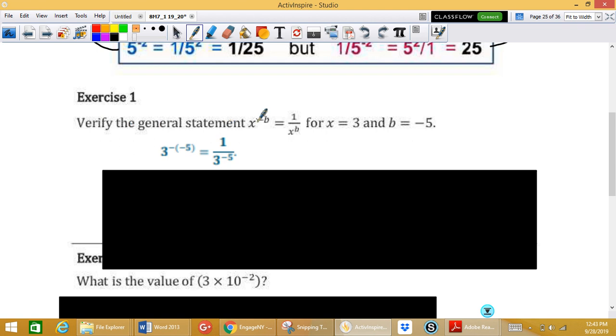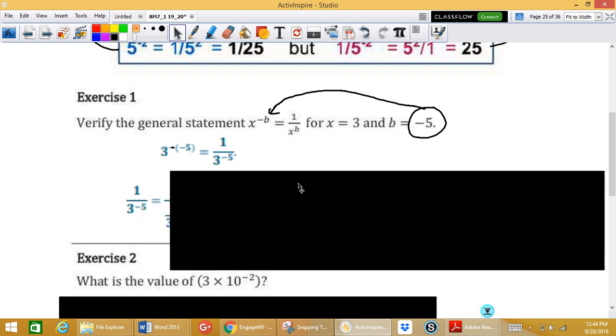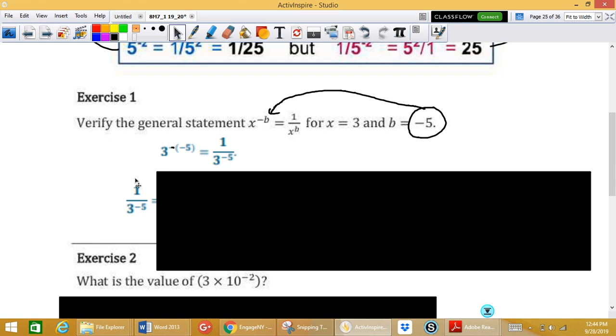Verify the general statement that x to the negative b equals 1 over x to the b, for x equals 3 and b is negative 5. So when we put in here into the b, we're putting in a negative 5. So it's not just x to the negative 5, it's x to the negative (negative 5). So that negative stays, and then you just put in parentheses the number. So then you have 1 over 3 to the negative 5.